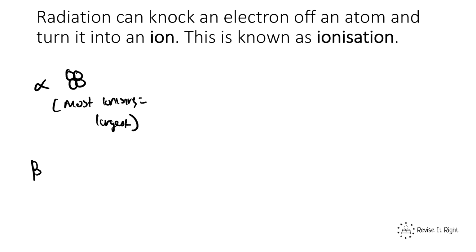And then of course you have beta, which is just an electron, which is only slightly ionizing because they have a size in between that of alpha and gamma. So they're not the smallest, but they're not the biggest. They're not as big as alpha, but they're bigger than gamma. And gamma particles, because they are a wave, they are weakly ionizing because they're not very likely to knock an electron off an atom because they're not very big, compared to the size of an electron.